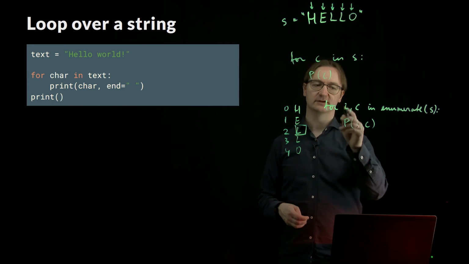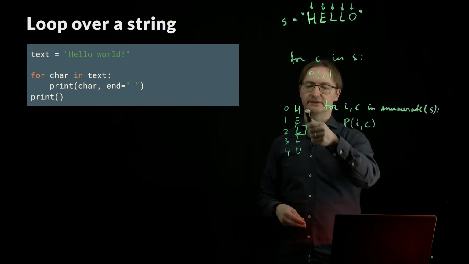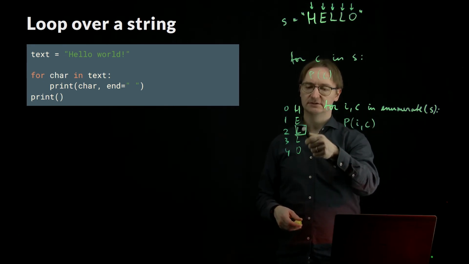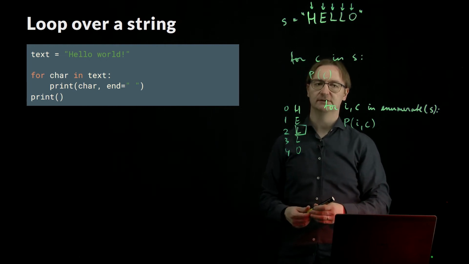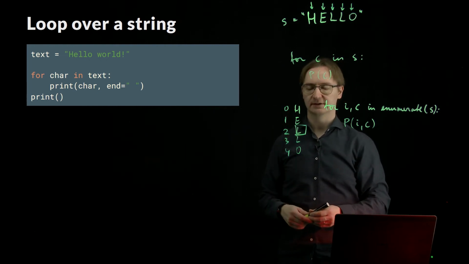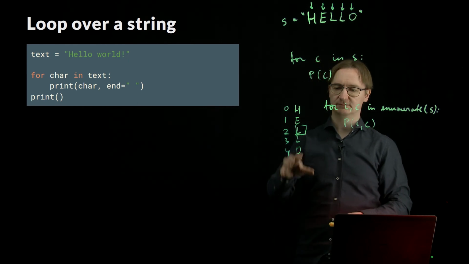You just loop over the elements of the string, and then you can get each symbol by its own. And if you want, you can also take the index for this element.